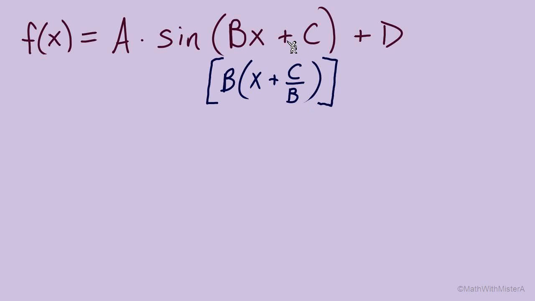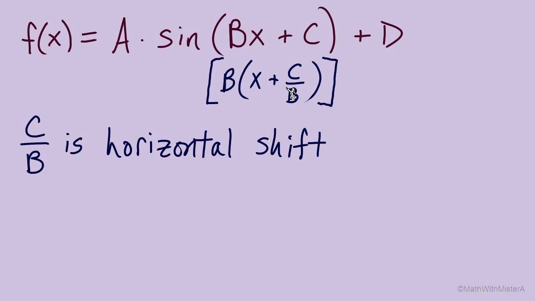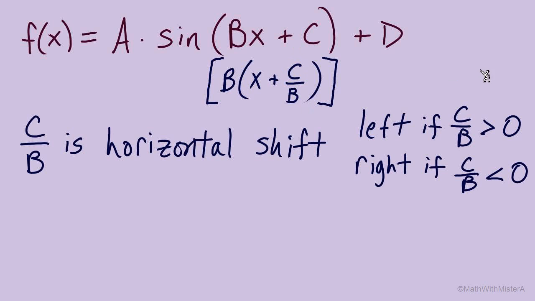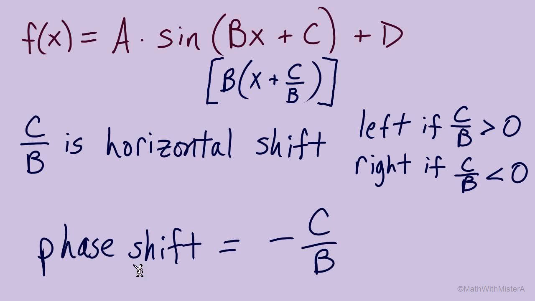And also, I have a plus C included here, but we'll want to know that a plus C means shift to the left, a minus C means shift to the right. So left if we're dealing with a positive C over B, right if we're dealing with a negative C over B. But if we're talking about phase shift, I would say find your phase shift by doing a negative C over B, because we would like phase shift to be positive when we represent shifting to the right, and phase shift is negative when we represent a shift to the left.